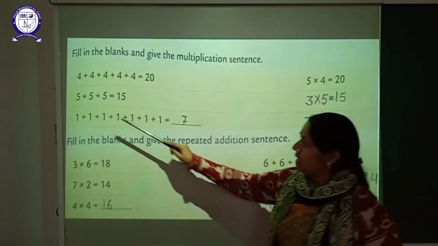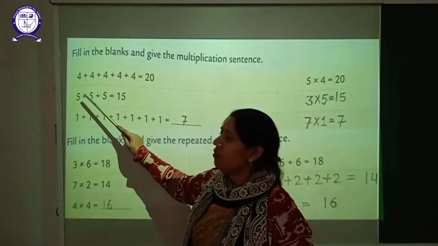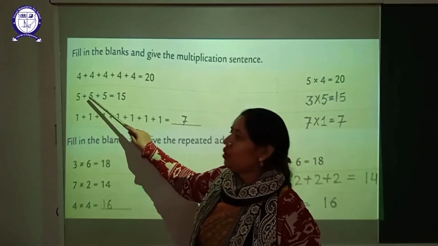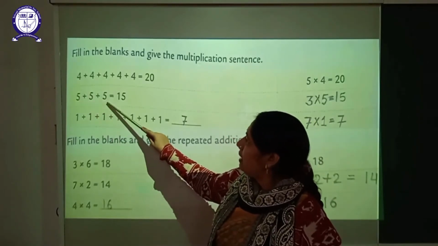Now come to the next example. We have to read out 1 times 5, 2 times 5, 3 times 5.